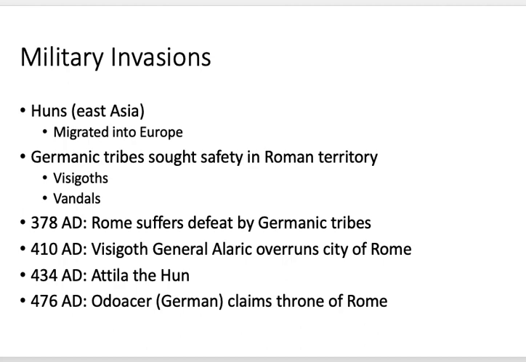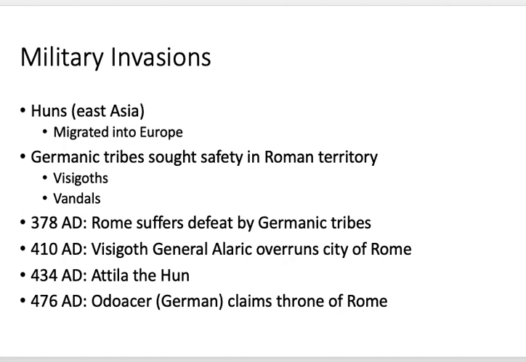The Vandals, that's where we get the word vandalism from. When they invade and attack the city of Rome, they vandalize it, right? They destroy it, they pillage it. So that's where we get the word vandalism from. And so by 378, the Germanic tribes are defeating Rome throughout the empire, throughout the western half of the empire.